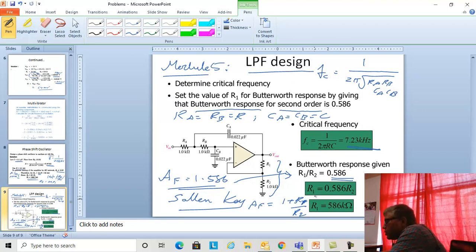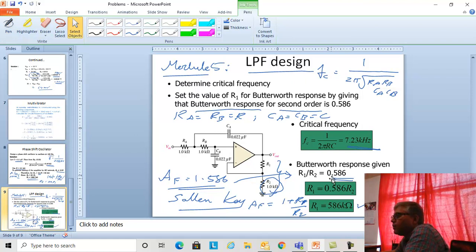Then R1 is equal to 0.586 R2, so you can keep R1 as 586 ohm. Is that fine? R2 is already given, the value is 1 kilo ohm. So if R2 is 1 kilo ohm, R1 is 586 ohm. The ratio is 0.586. This is the design of a low pass filter. That's all from me for this problem.